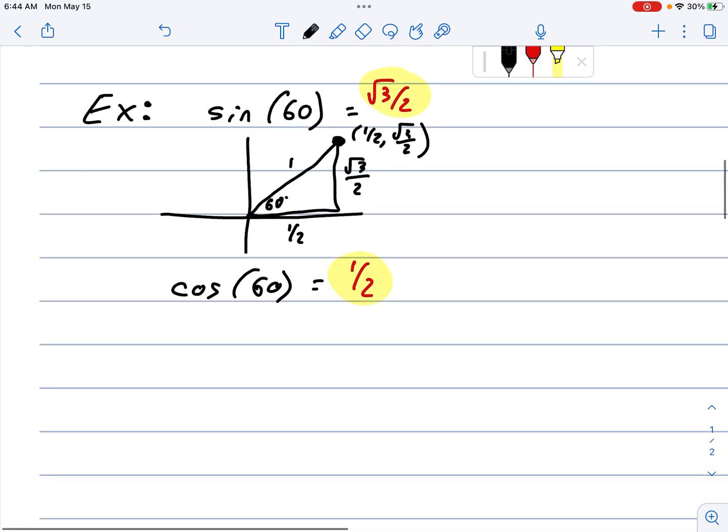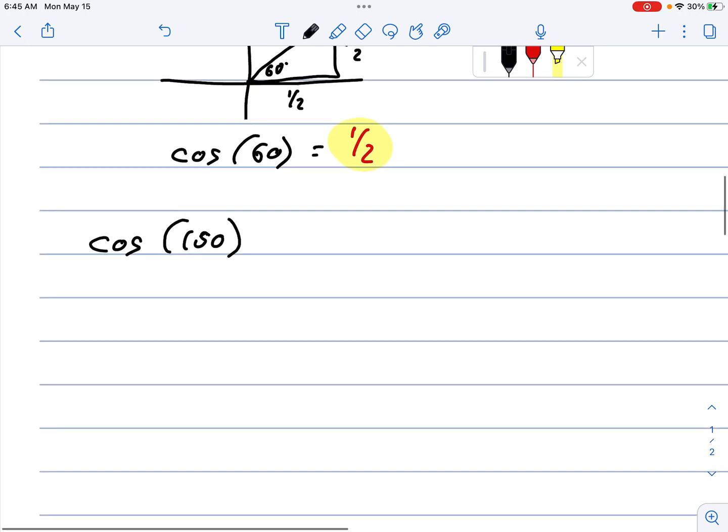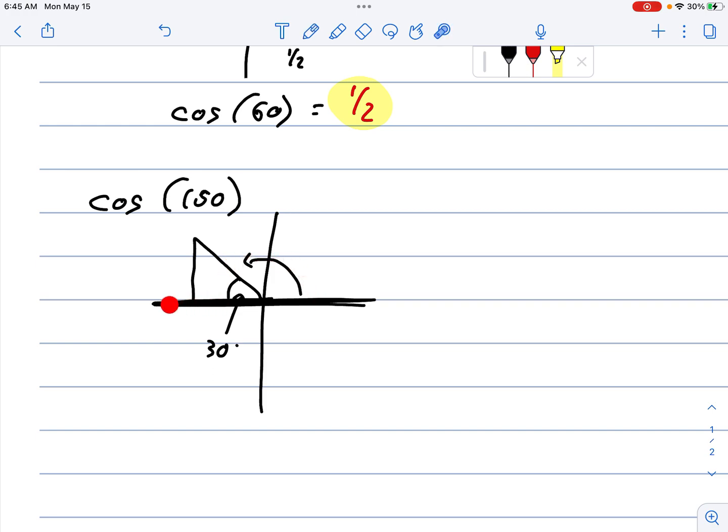Okay, I'm going to do one in the second quadrant now. Let's say it's cosine of 150. So now I'm working in quadrant 2, because this is 180. My x-axis is 180. If that's 150 all the way to here, that means this little angle, which I call the reference angle, it's like a reference table, it's what I use to know what I'm doing. It's got to be 30. 150, 30 more gets me here.